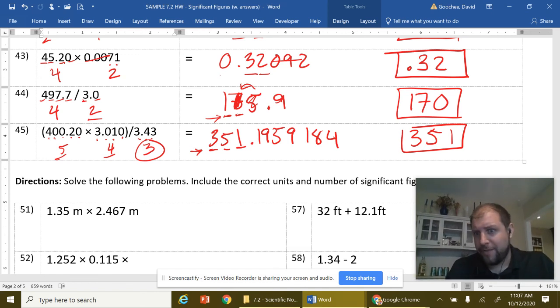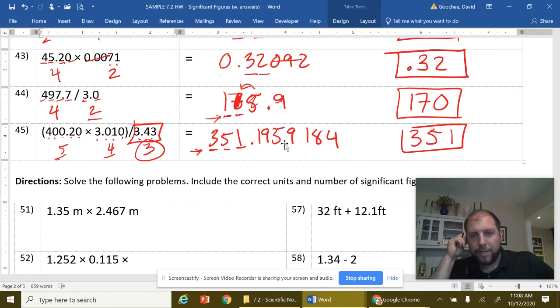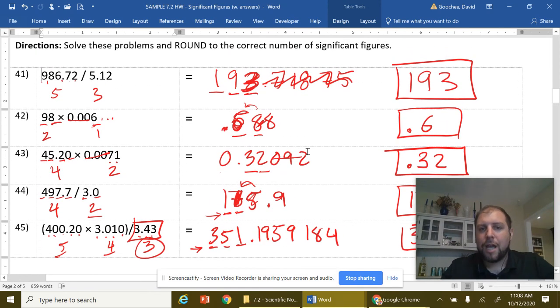We don't know what comes after that 1. Maybe it's a 0, and the thing that comes after was like a 5, and it rounded up. But we don't know. We've got to stop there because we don't know what comes after this 3.43. 3.43 what? We don't know. 3 significant figures going in, 3 significant figures coming out.